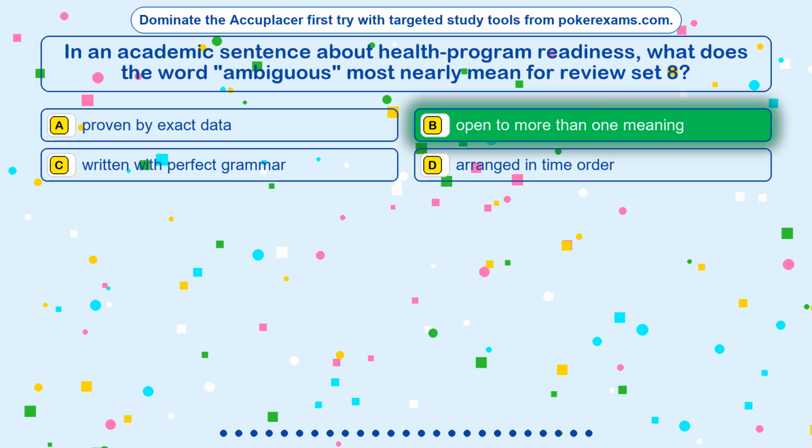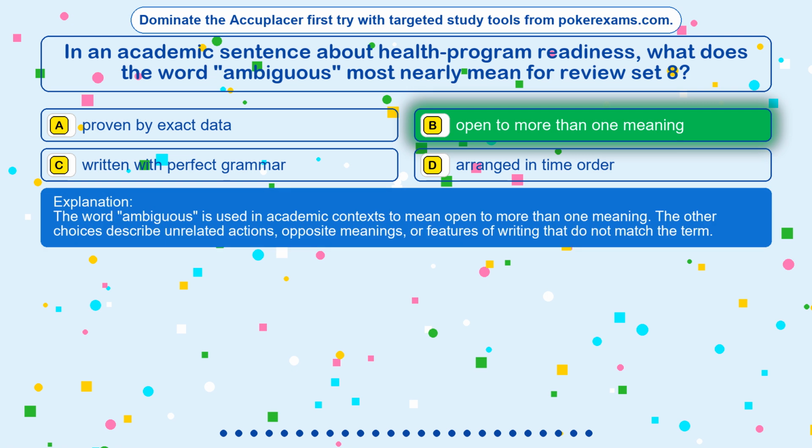The correct answer is option B. Open to more than one meaning. The word ambiguous is used in academic contexts to mean open to more than one meaning. The other choices describe unrelated actions, opposite meanings, or features of writing that do not match the term.